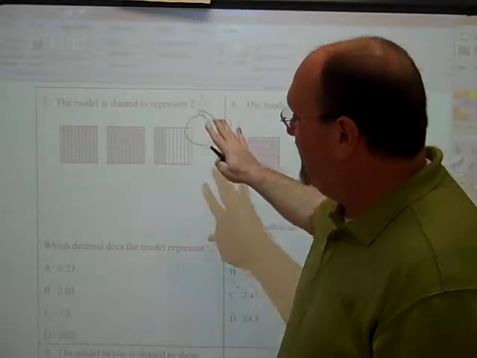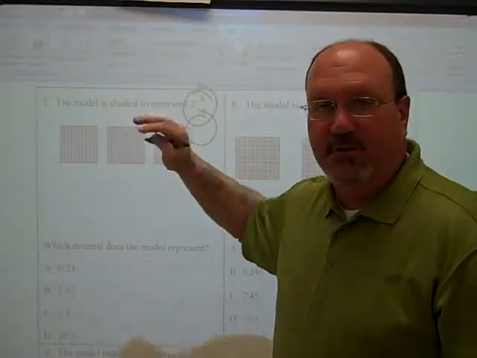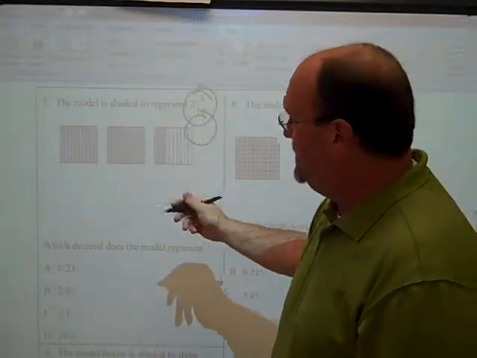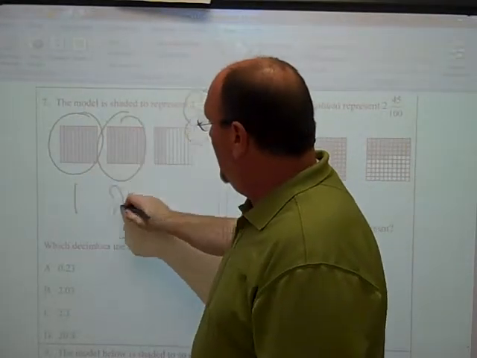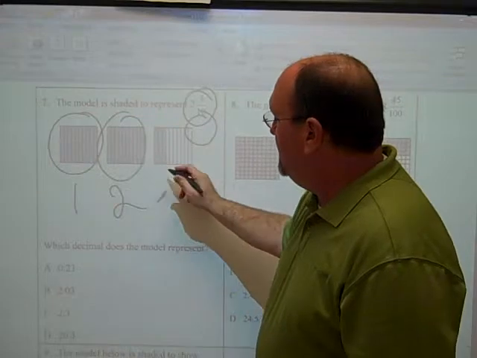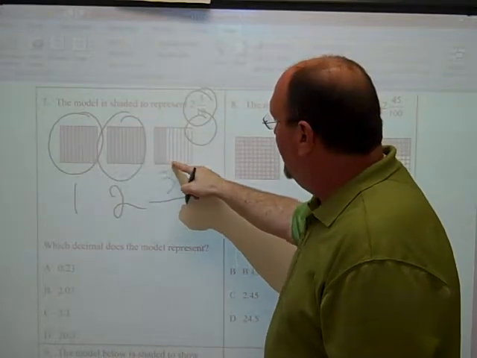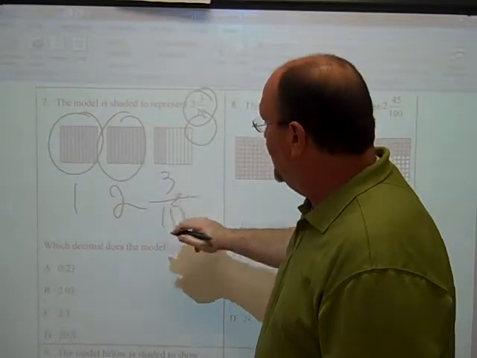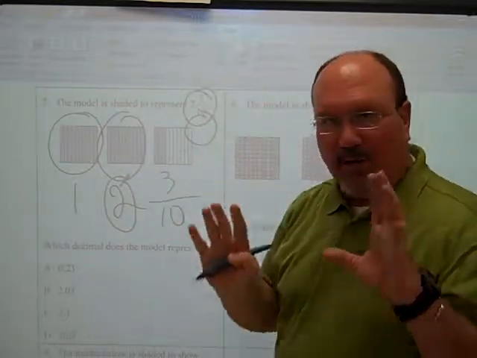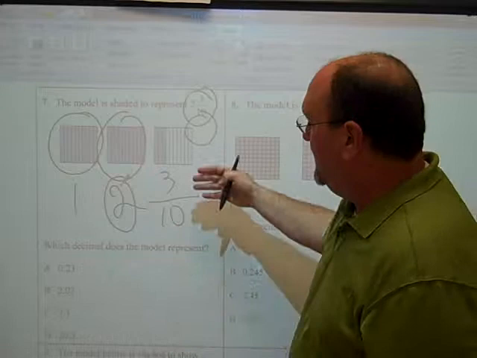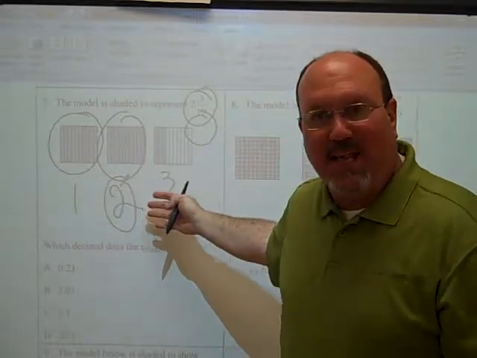So the thing that we want you to do is we want to make sure that you do label like you always do. Here's 1 whole, here's 2 wholes, and here's 1, 2, 3 out of 10. So it's 2 and 3 out of 10. Well, it shows us that up here, but we were labeling to make sure we're going to get that correctly. Now we need to know how to write that as a decimal.